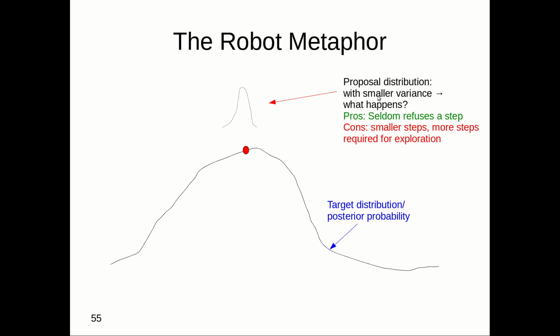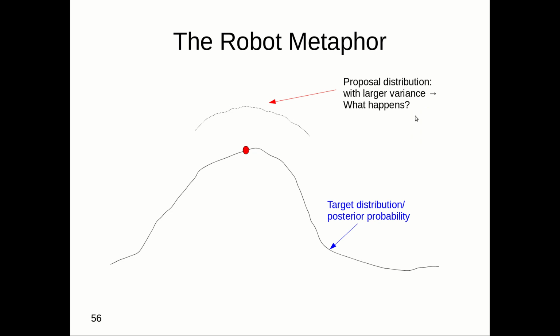So if we have a proposal distribution with a smaller variance, a more narrow proposal distribution, the advantage is that it will rarely refuse to take a step because we're staying more or less in the same area. But the disadvantage is that it will make smaller steps, so more steps will be required to explore the entire landscape because, remember, there could be a higher peak further here to the right.